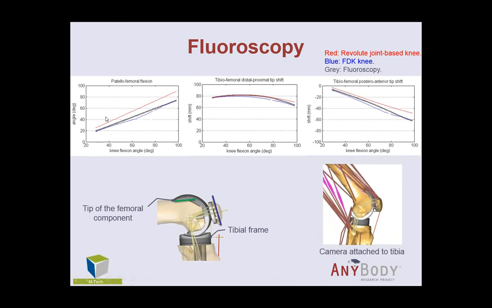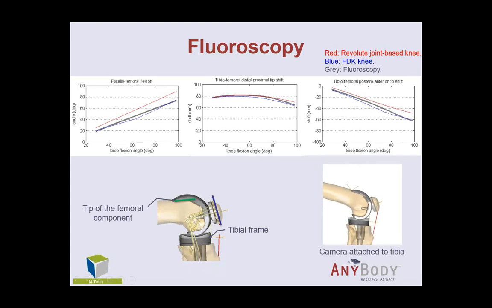The Revolute joint based model is actually offset, so it has a higher patellofemoral flexion angle than measured in vivo. If we look at the tip shift, these are the two other pictures, the distal proximal tip shift and the posterior anterior tip shift. And again, we actually see a very good estimation from the FTK model, both in distal proximal shift and also in the posterior anterior shift as a function of knee flexion angle.